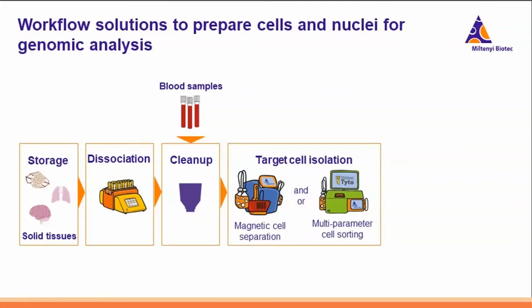So moving on with the steps of this workflow, after cleanup, we can isolate target cells using either magnetic cell separation or multiparameter cell sorting, or a combination of both. And I will give an example on when we can conveniently apply both later on.